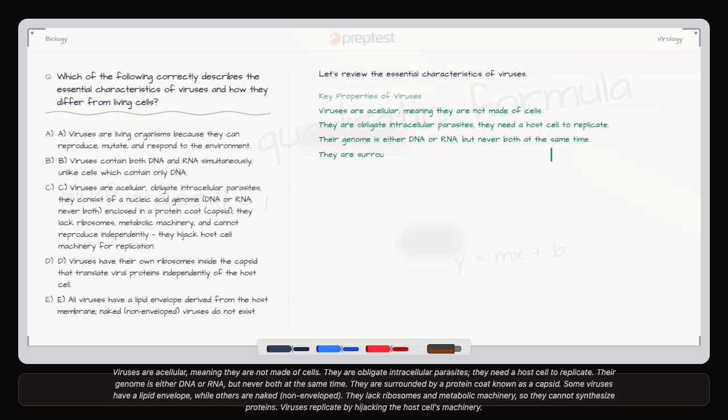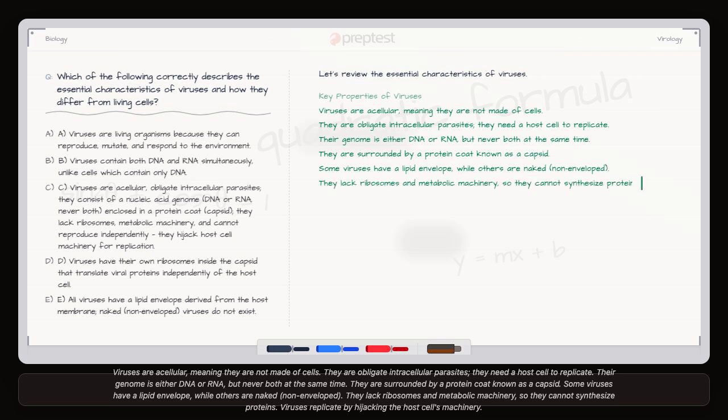Their genome is either DNA or RNA, but never both at the same time. They are surrounded by a protein coat known as a capsid. Some viruses have a lipid envelope, while others are naked, non-enveloped. They lack ribosomes and metabolic machinery, so they cannot synthesize proteins. Viruses replicate by hijacking the host cell's machinery.